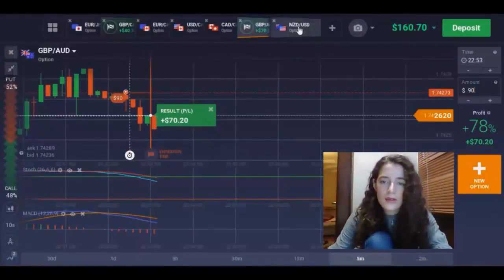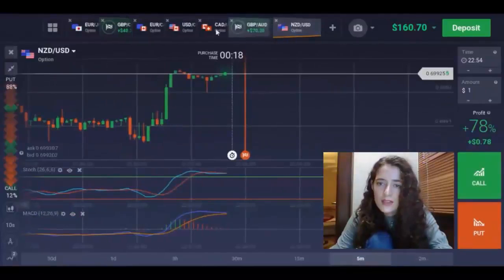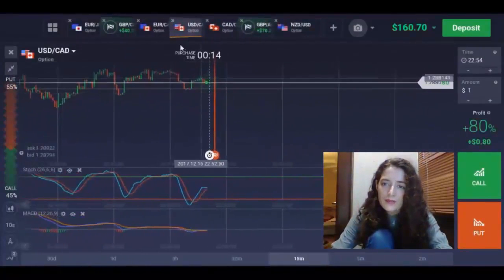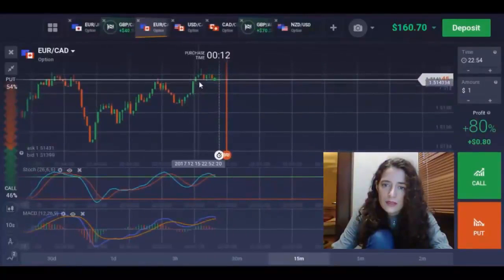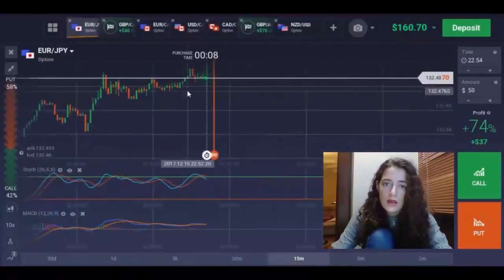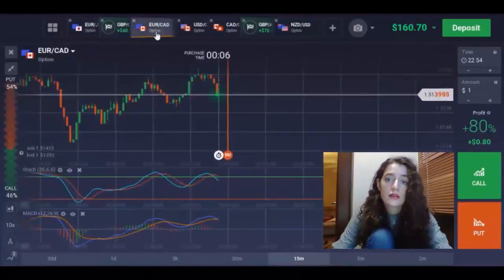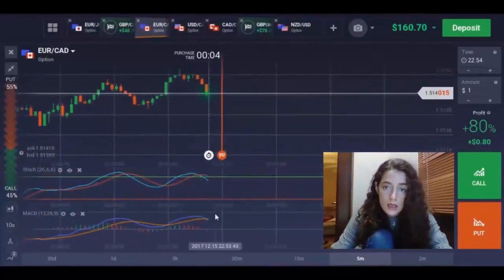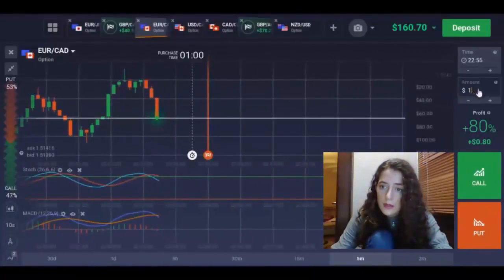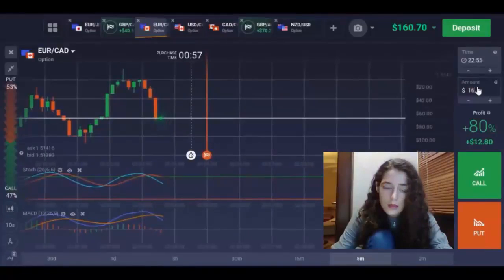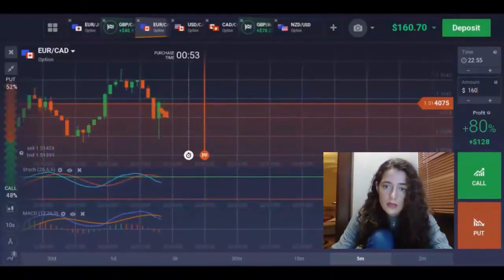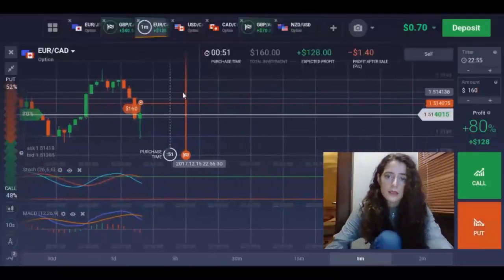So this is the second win. Great job. Plus $70. Oh my god. So at this moment I can tell you that the method is perfect, but trading is not over. We can just go on. 160. Let's bet all the money.